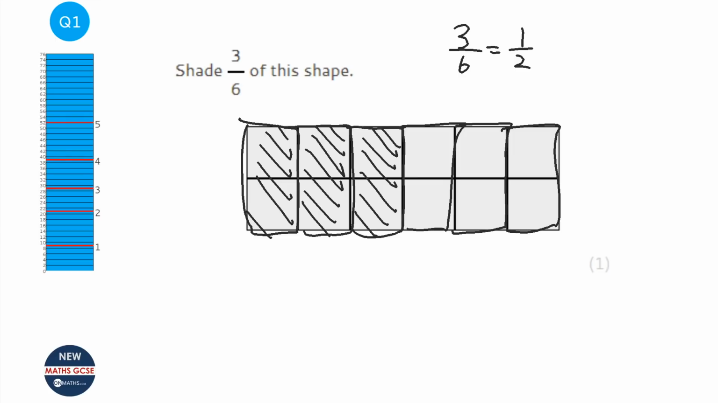Some of you might look at this and change that so that it's 6 over 12. And there's 12 squares in total, and so we're shading 6 of them. However you do it, it's up to you, as long as you shade in 6 of the 12 squares.